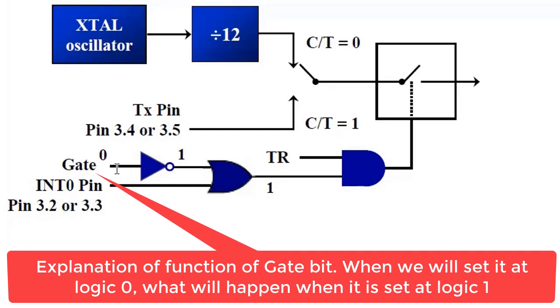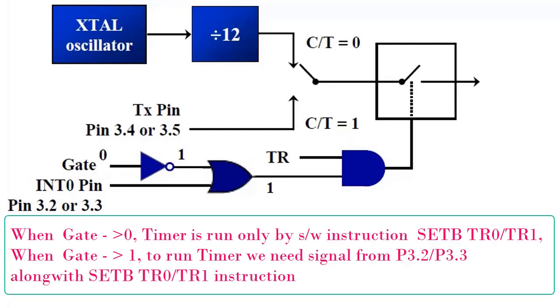I am repeating. When gate is 0, where is this gate pin? The gate pin is at TMOD, and up to this explanation, we have always kept this gate pin as logic 0. So when gate is 0, there is a NOT gate, so this is 1. When this is 1, this is an OR gate. So what is the other input? It is not important, because this is 1 and this is an OR gate, so this should always be 1. So by keeping the gate as 0, this is always 1, and this is the 1 input of the AND gate.